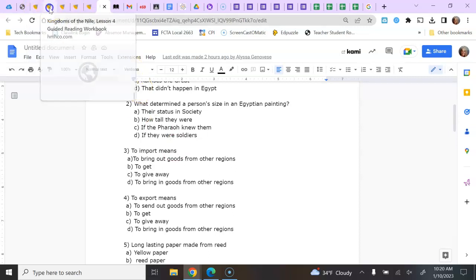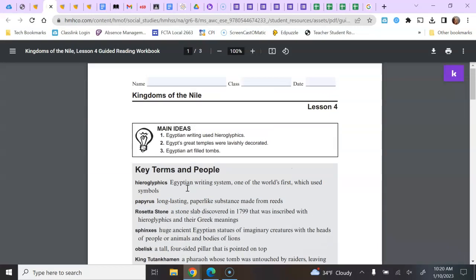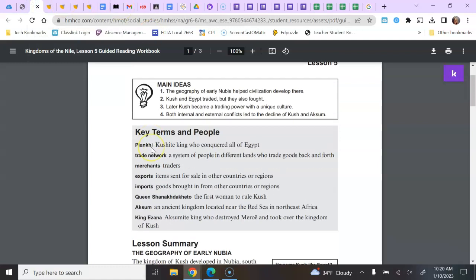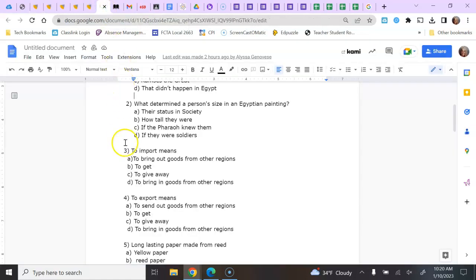So you're going to go to workbook number 5, key terms and people box. Sorry, I'm in workbook 4. Workbook 5, imports, goods brought in from other countries or regions. So find your correct answer for number 3. To import means A, to bring out goods from other regions, B, to get, C, to give away, or D, to bring in goods from other regions.